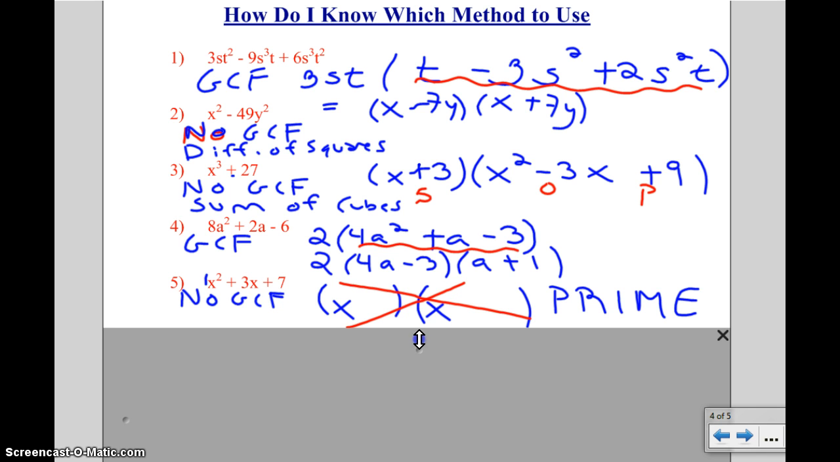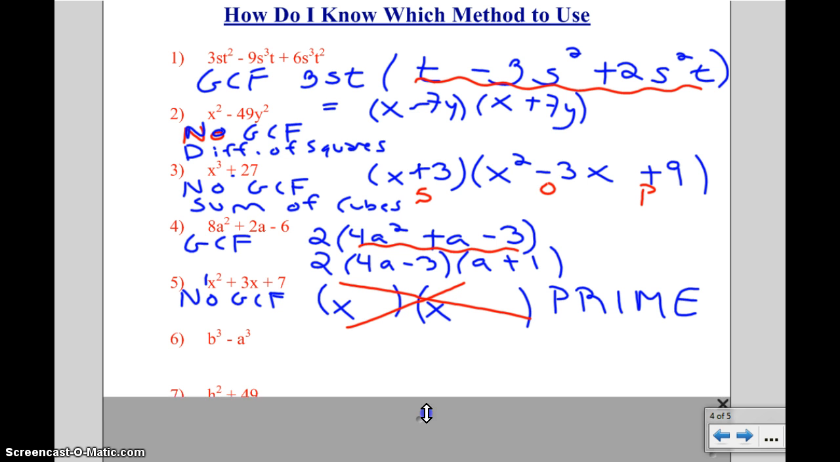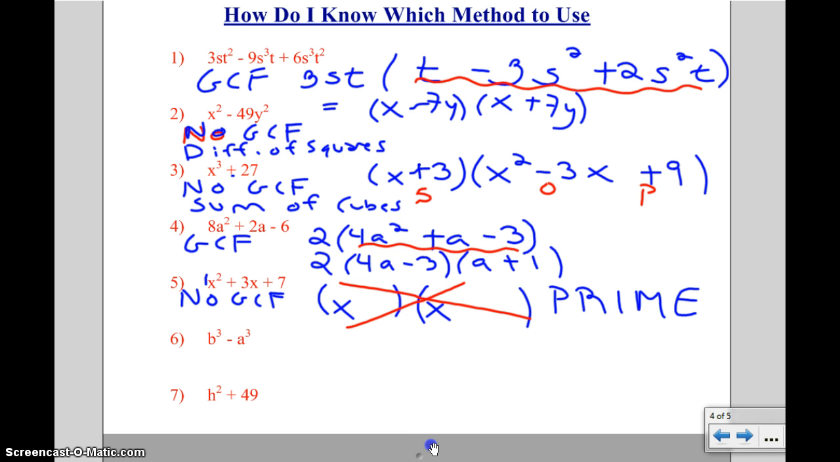Let's try one more together. Let me find a good one. Let's look at number 6 and 7 here. Number 6 looks like a difference, and they are 2 cubes. So since it is a difference of 2 cubes and my bases are a and b, I do not have a greatest common factor, so I can just use the difference of cubes.